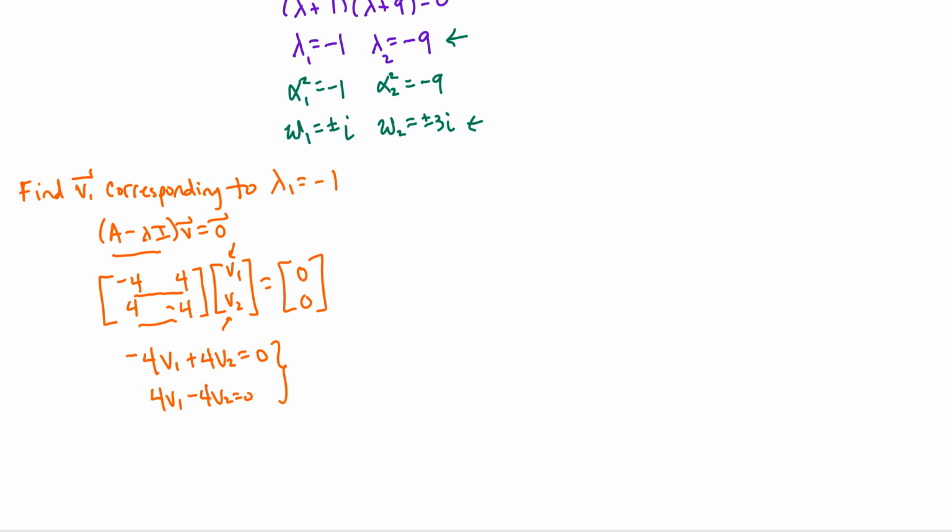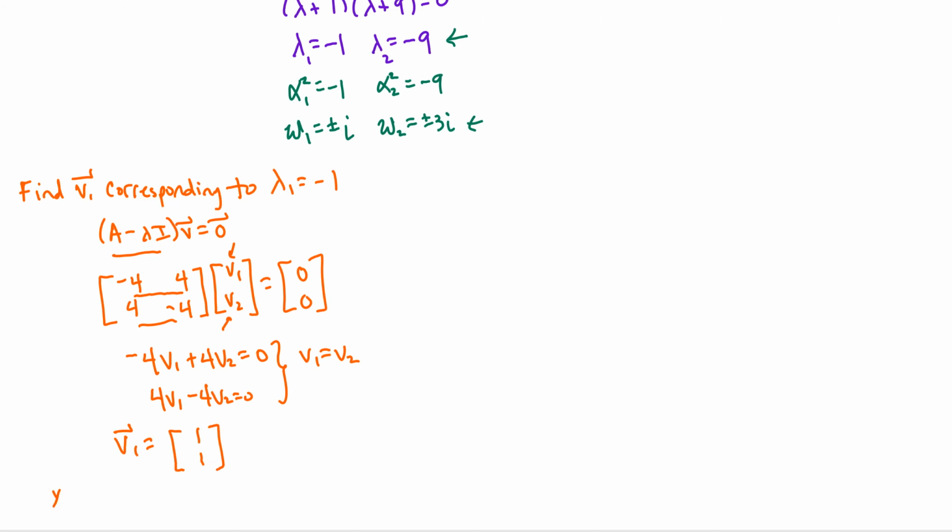In either case, we're going to end up with the same relationship, v1 equals v2. So solve for v1 in terms of v2 in both equations, you end up with v1 equals v2. So let's make an easy choice. Let's suppose that v2 equals 1, then v1 would also equal 1. Thus, we can say eigenvector v sub 1 equals 1, 1.